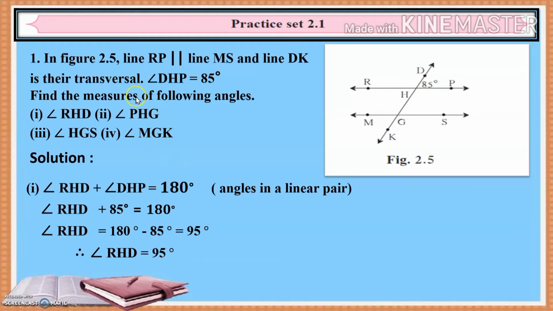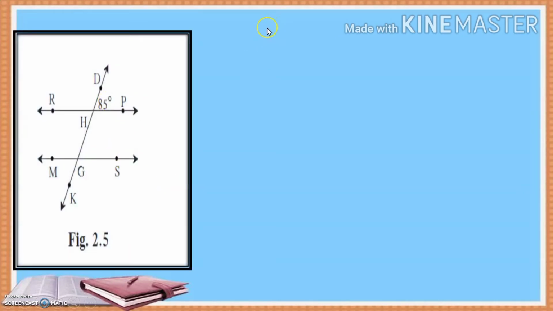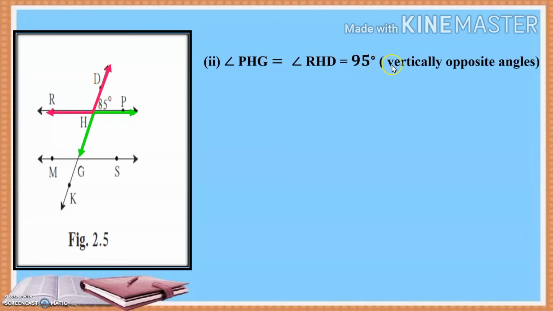Let's go to the next one, that is PHG. So let's have the figure once again. So for angle PHG, where is angle PHG? This is angle PHG, and we already had calculated RHD. So RHD and PHG are vertically opposite angles. So angle PHG is equal to angle RHD equal to 95 degrees. So we will write, therefore angle PHG is equal to 95 degrees.